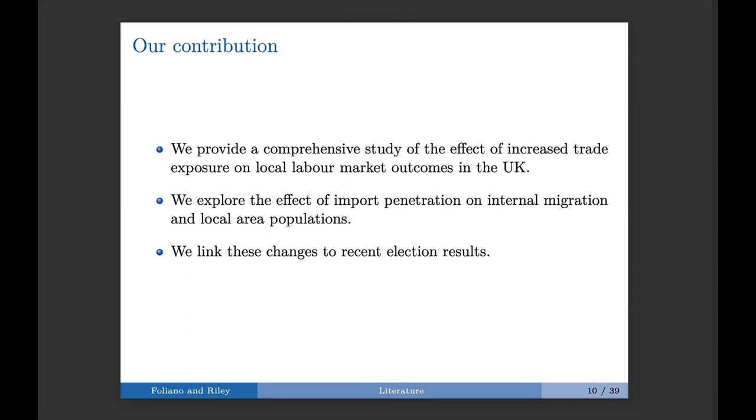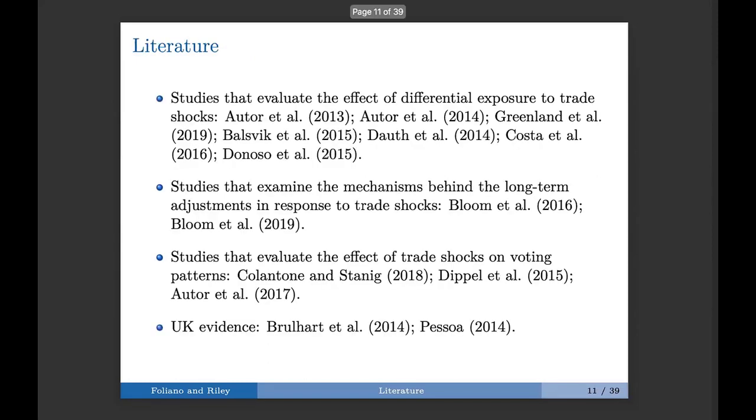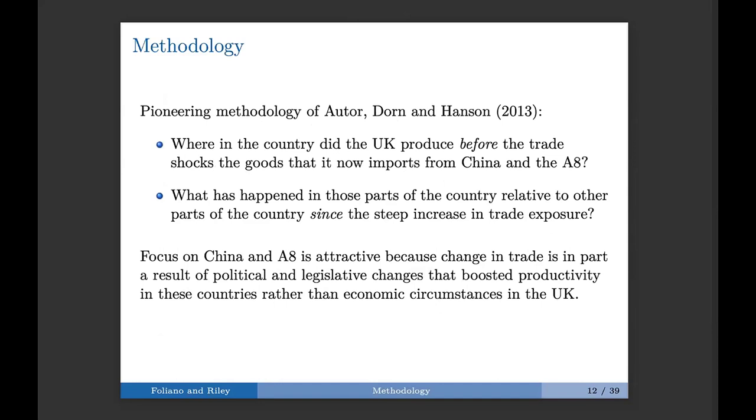Okay, how do we contribute? We contribute to the literature by presenting a comprehensive study of the effect of the increased trade exposure on local labor market outcomes in the UK. And we explore in particular the effect of import penetration on internal migration, which hasn't been done before. And we link these changes to recent election results. I'll skip this, but there is a wide literature that looks at trade competition on local labor markets, firms, and election results. And we contribute to these, presenting some results for the UK.